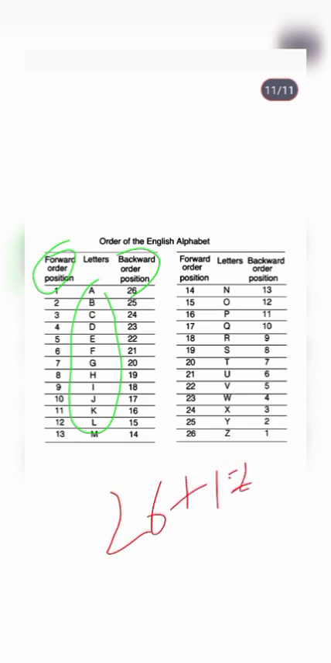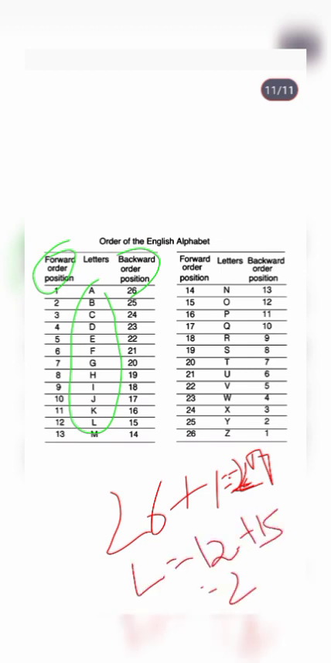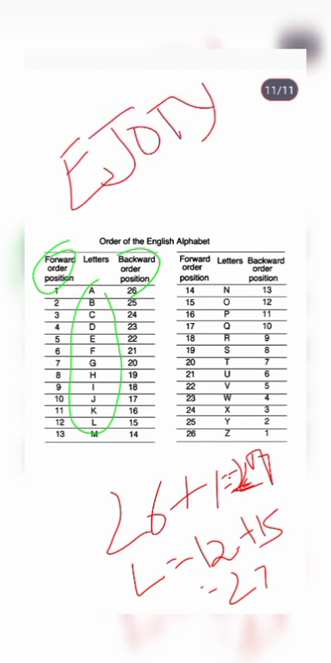See, for calculating the backward and forward number, you don't have to draw a table. If you know any one of them, you can calculate it, because the sum will always be equal to 27. Let us consider L. See, 12 is the forward order position and 15 is the backward. What is the sum? 27. Similarly, I will tell you the trick, the EJOPY trick. This will be helpful to you. E will be 5, J will be 10, O will be 15, P will be 20 and Y will be 25. Remember this.